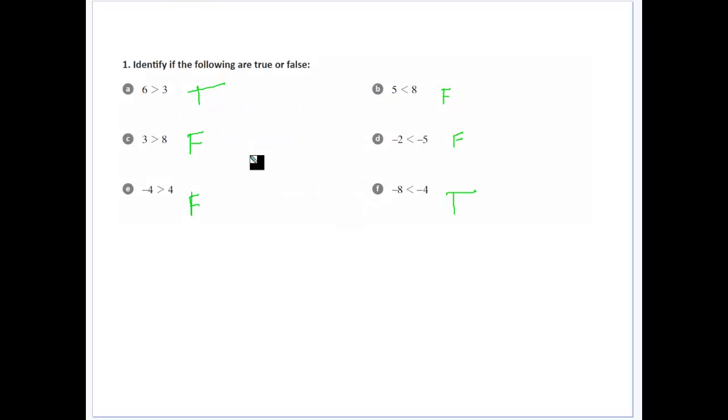First, lots of questions we've got. Are these true or false? Well, 6 is greater than 3, 5 is not greater than 8, 3 is not greater than 8, minus 2 is not less than minus 5, minus 4 is not greater than 4, but 8 is less than minus 4. So hopefully you're happy with that and you got those correct.